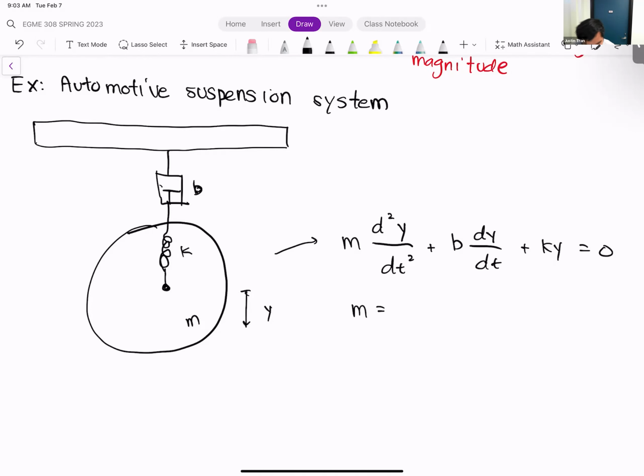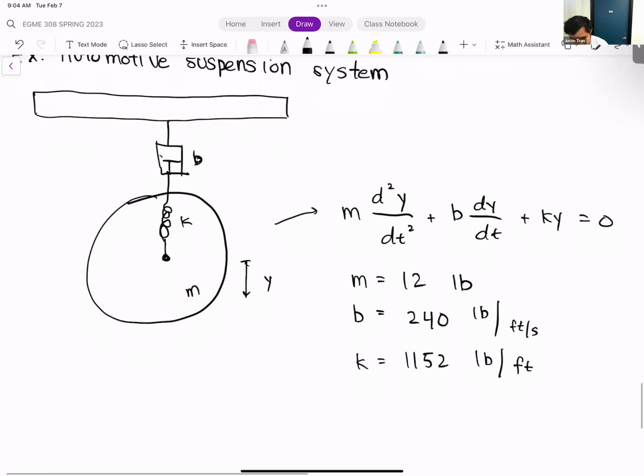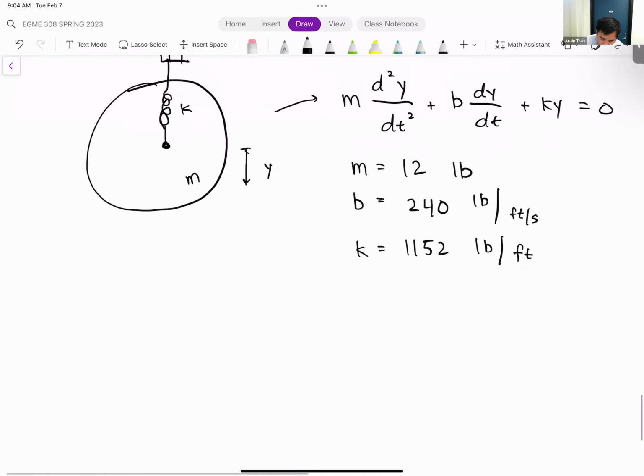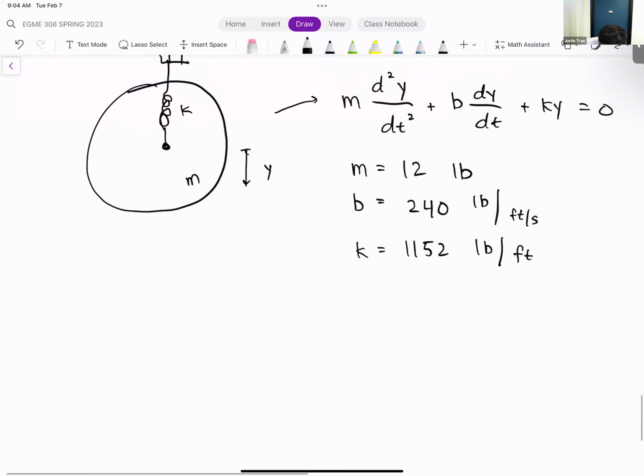So let's plug in some numbers here, some typical numbers that you will see for modeling suspension systems. Let's say the mass in this case is 12 pounds, and we're going to use English units here. The damping constant B is going to be 240 pounds per feet per second. And the spring constant K is 1152 pounds per feet.